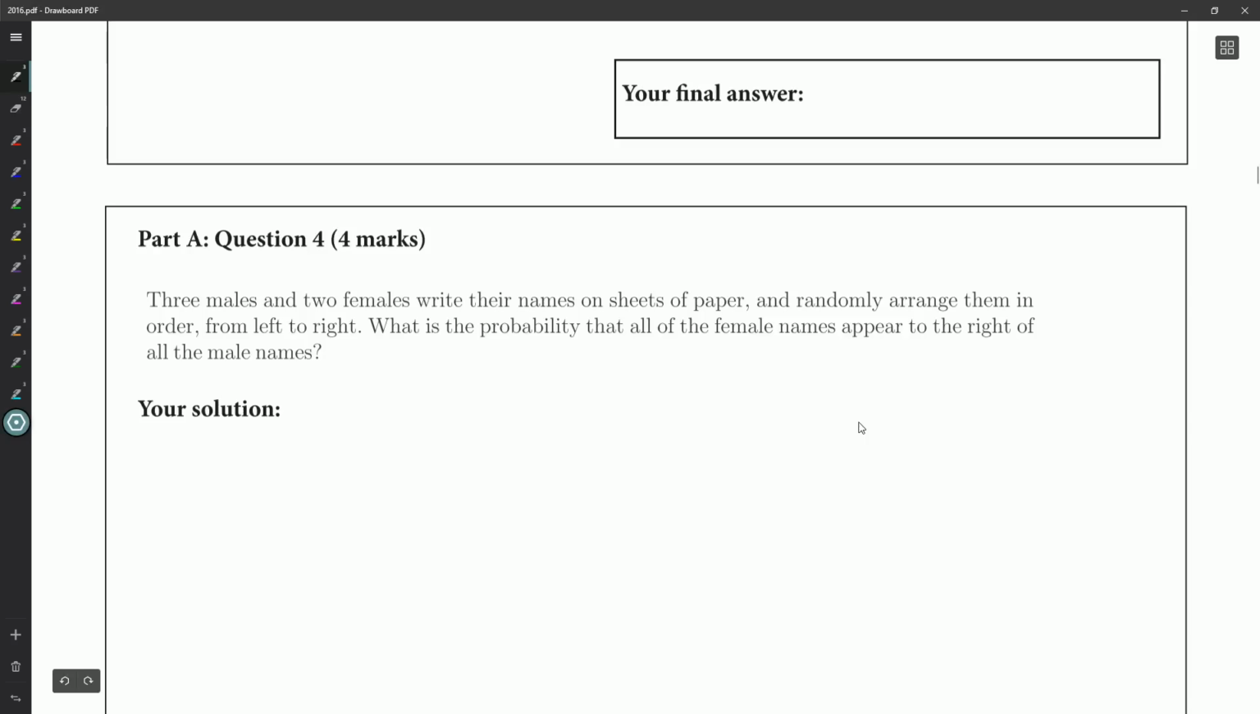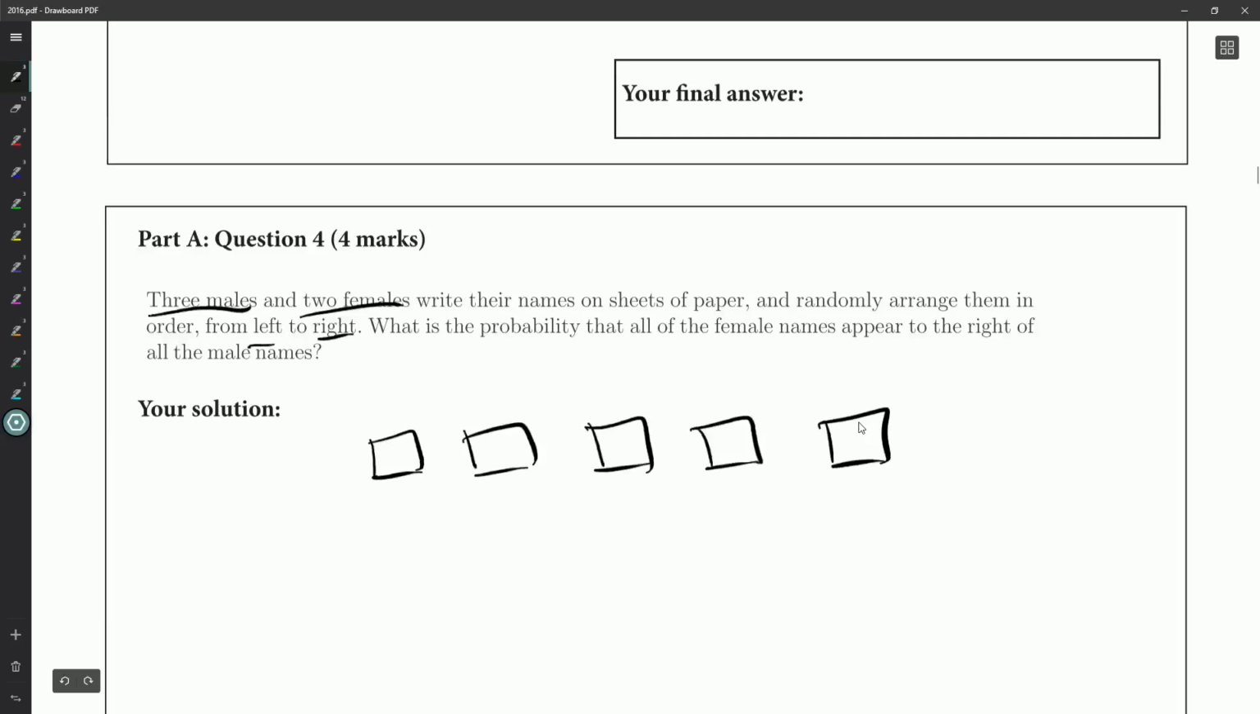So what have we got? Three males and two females write their names on sheets of paper and randomly arrange them in order from left to right. So we have a total of 5 sheets of paper. What is the probability that all of the female names appear to the right of the male names? So we want a strict split, the two female names over here and the 3 male names over here.